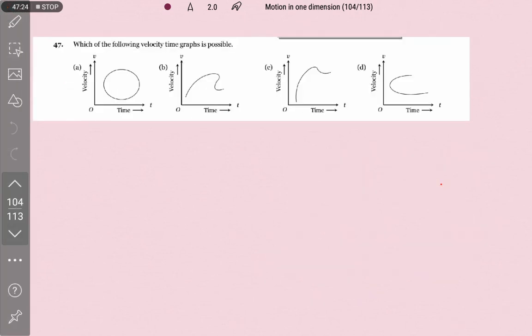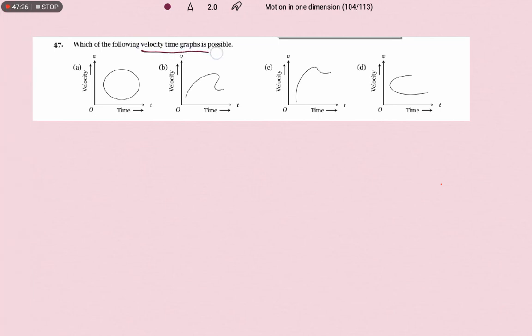Which of the following velocity-time graphs is possible? Just now I told you, to check the possibility of a position-time graph, velocity-time graph, or acceleration-time graph, we need to draw a perpendicular, or normal, onto the time axis.